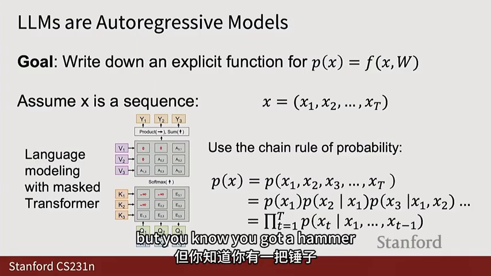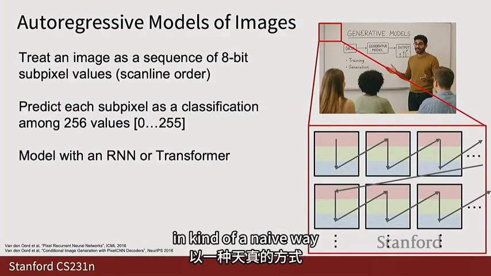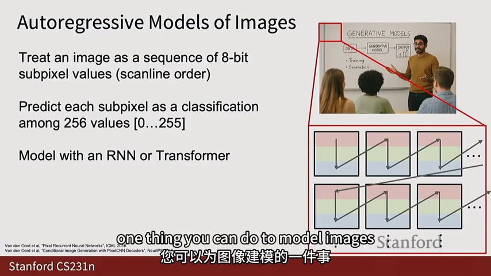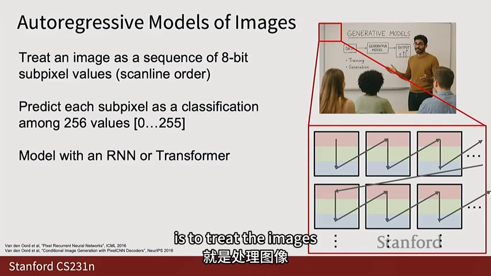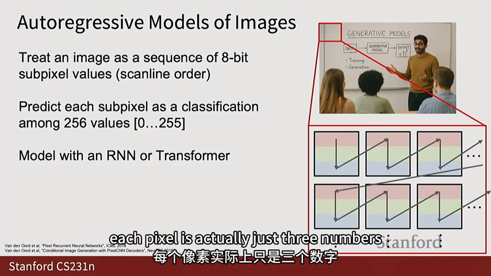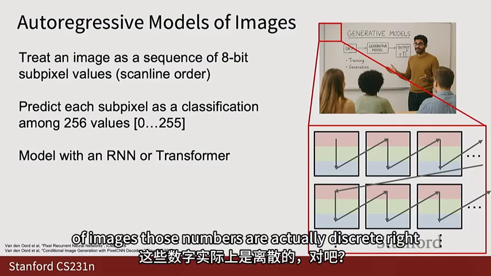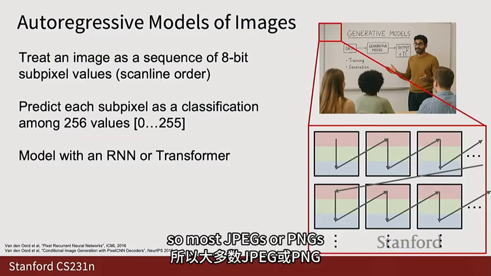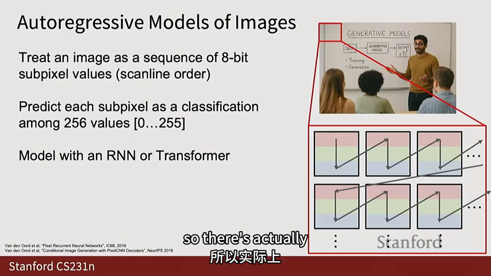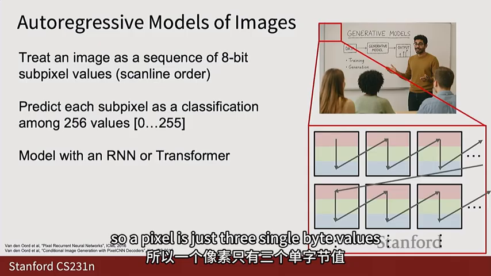But you've got a hammer, you're going to whack some nails. So people definitely applied autoregressive models to images in a kind of naive way, at least some years ago. One thing you can do is treat an image as a sequence of pixels. Each pixel is just three numbers, and in most representations of images, those numbers are actually discrete. Most JPEGs or PNGs, most of the file formats we use to store images, are typically 8 bits per channel, so there's only a fixed number of values that each pixel can take. A pixel is just three single-byte values.